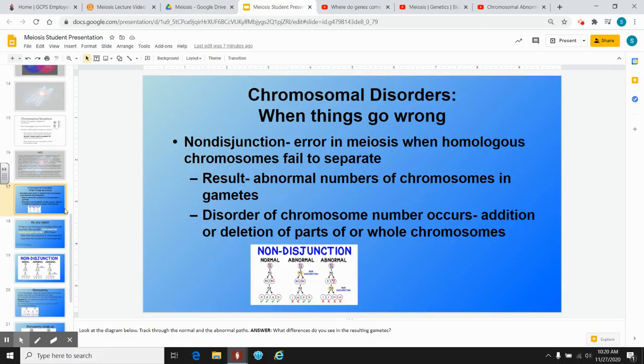It means an error in meiosis. And what happens is the homologous chromosomes, so remember the chromosome that comes from the biological mother and the chromosome that comes from the biological father, fail to separate correctly during meiosis. And so sometimes you end up with more chromosomes than you're supposed to have. Sometimes you end up with fewer chromosomes than you are supposed to have. And sometimes you end up with chromosomes that are longer or shorter, so only a portion of them has been affected.